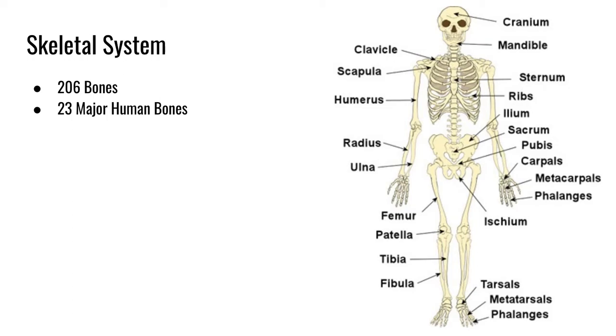So with the skeletal system, there are 206 bones, but as a coach, it's important to understand the basic anatomy of the human body. We don't really need to know all 206 bones, but understanding the difference between a metatarsal, which is in the foot, and a metacarpal, which is in the hand, really is important. So for us, we want to focus on these 23 major human bones.